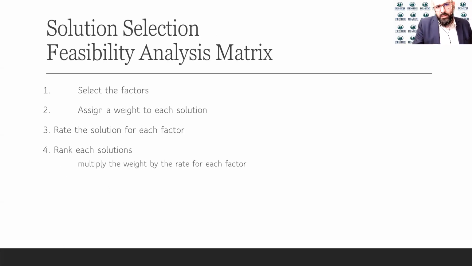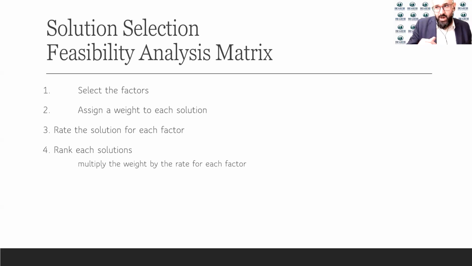So here's the strategy that I want you to learn in this chapter. The strategy is called the feasibility analysis matrix. In this way, we could select the factors. What are the important factors for me for this project?